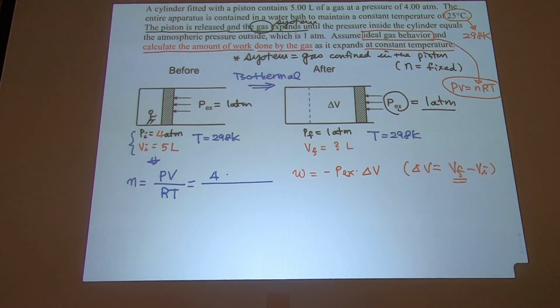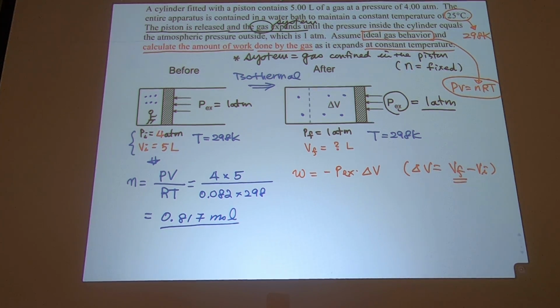4, 5, 0.082, 298. And then you will get the number of moles, 0.817, of gases. So there are 0.817 mole of gases represented by the 6 dots. And when they expand it, you still have only 6 dots, right? Same number of moles of the gases there, right?